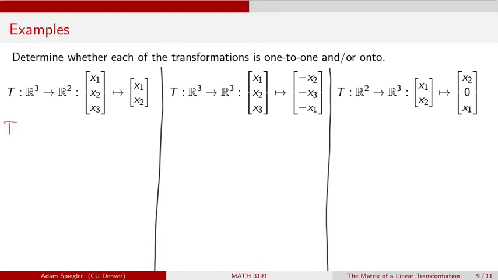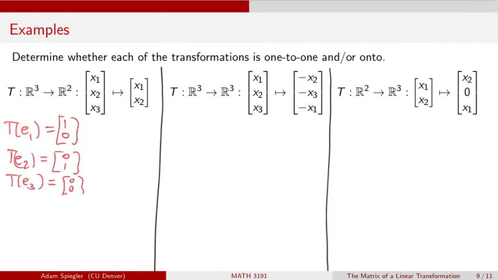So if we want to think about what this matrix might look like, T of E1, that's just the vector 1, 0, 0. That vector is going to get mapped to 1, 0, since it has x1 equal to 1 and x2 equal to 0. T of E2 is going to get mapped to the vector 0, 1. T of E3 is going to get mapped to the 0 vector. So this has a matrix representation where the first column would be 1, 0, the second column would be 0, 1, and the third column would be 0, 0.